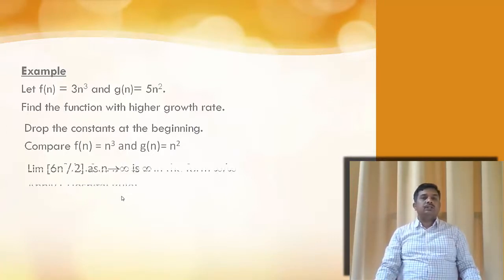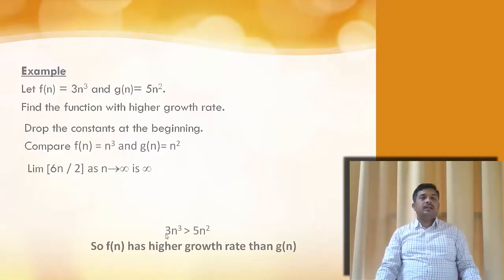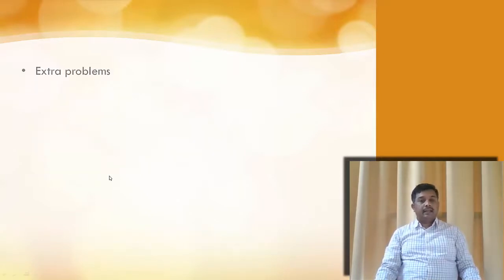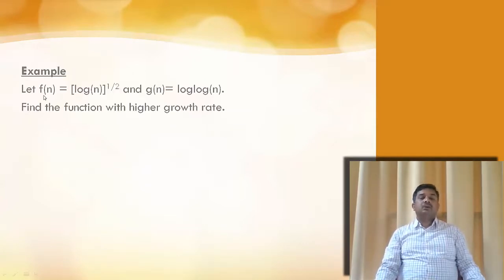This is also in infinity by infinity form. So that's why again we'll apply L'Hospital rule. So 3n square's differentiation is 6n and 2n's differentiation with respect to n is 2. Now the limit as n tends to infinity, it becomes infinity. So that's why we can say 3n cube grows faster than 5n square. Let us see some more problems based on these two methods.